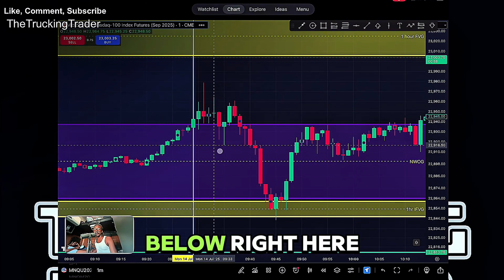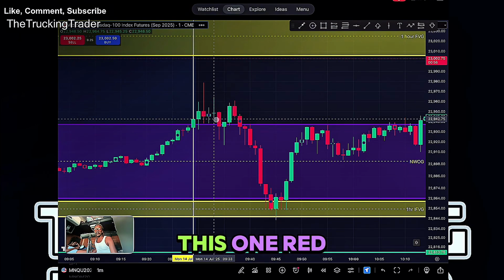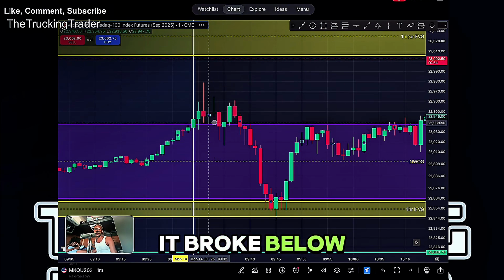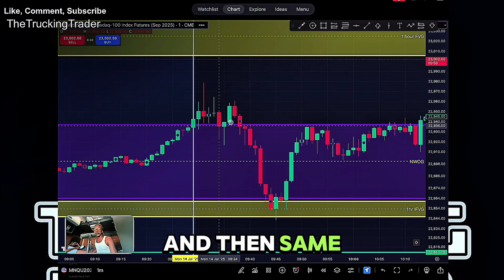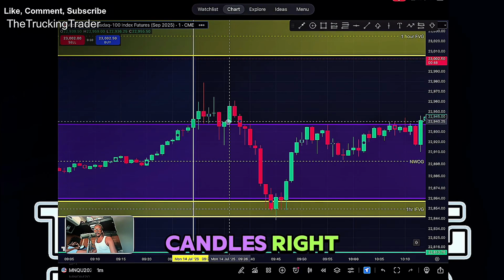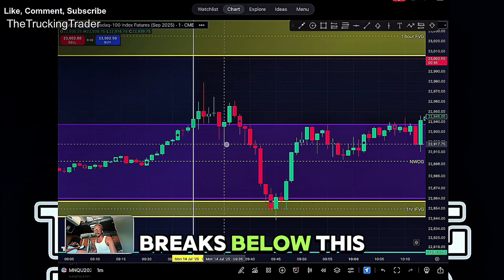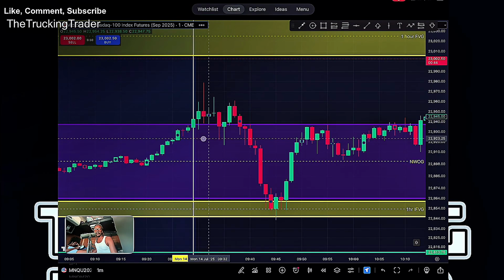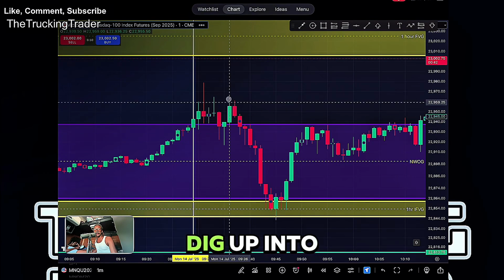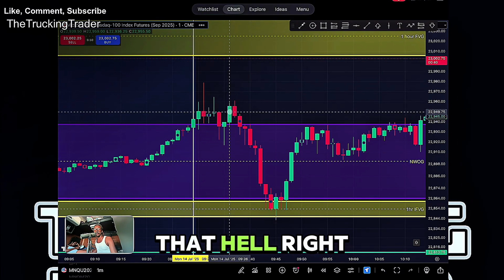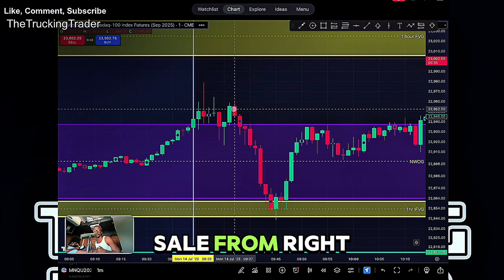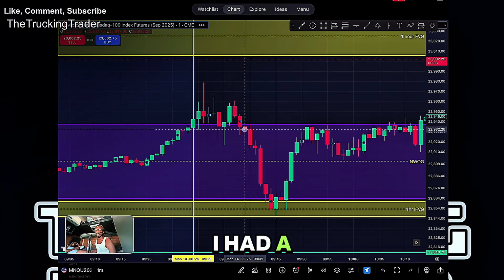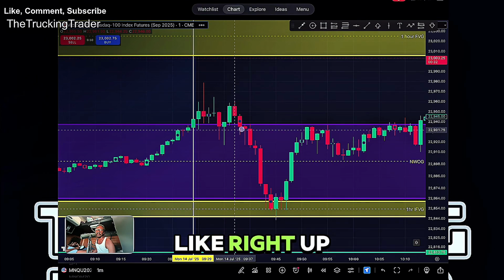As price came below right here, this red candle, as soon as it broke below these two green candles, it made this an order block. And then same with these two green candles, right? Order block. As soon as price breaks below this, it becomes an order block. So as you can see, price started to dig up into this order block, that held right there. And this is where I was taking my first sell from, right in here. I had a really good entry. I think it was somewhere right up in here.